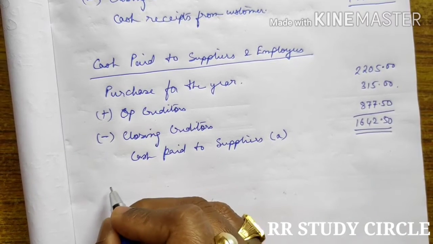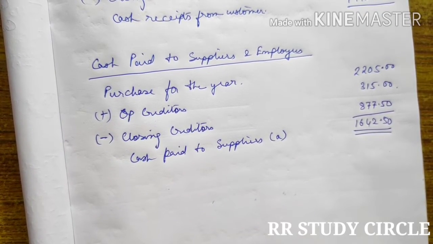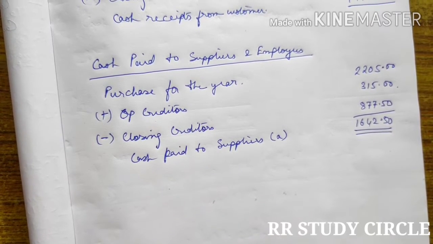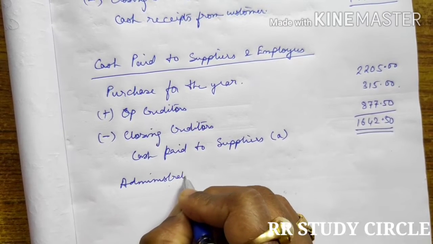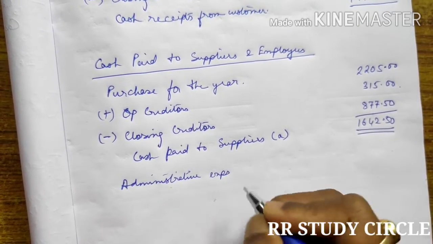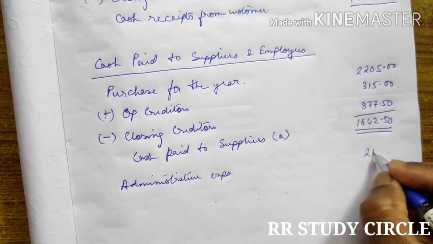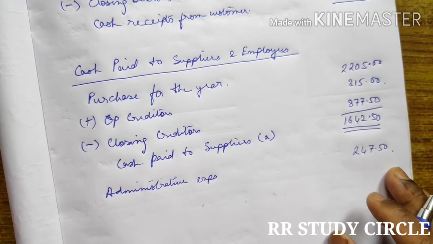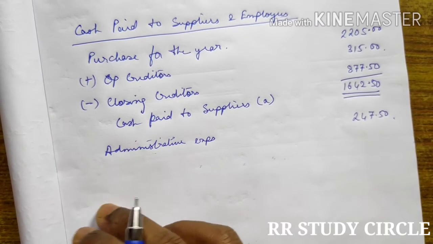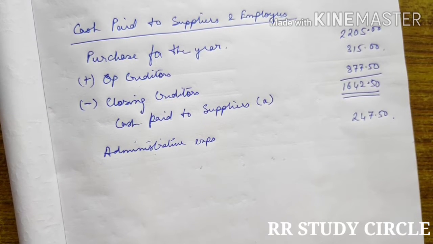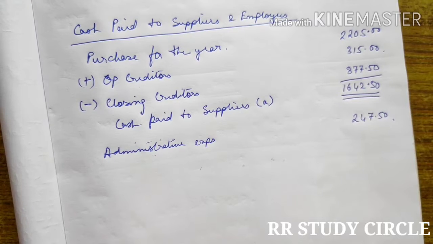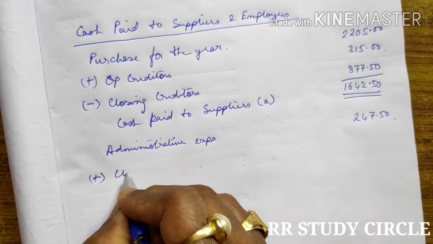Is it clear? Now next, in order to calculate the amount paid to employees and other administrative expenses, we will now consider the administrative expense which has been given in the statement of profit and loss. Administrative expense is rupees 247.50. Clear? Plus, regarding administrative expenses, prepaid expenses is also given. Now remember, when there is a concept of prepaid expenses, you will have to add the closing prepaid expenses and deduct the opening prepaid expenses.